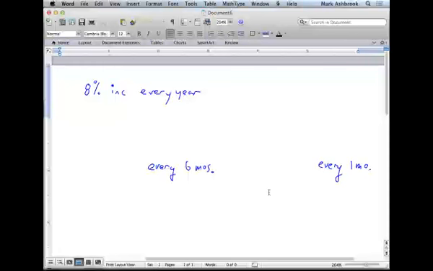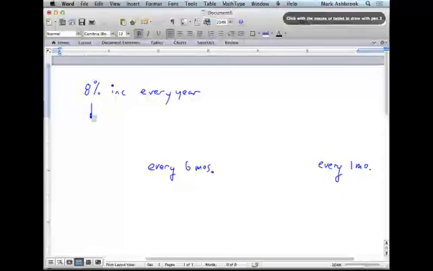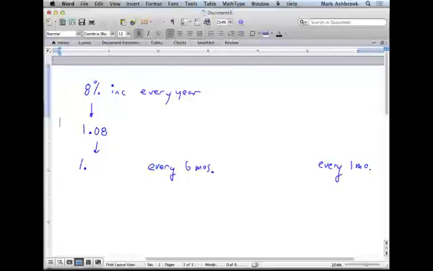How about Troy? You're up. So 8% increase every year. Let's talk about every 6 months. How are you going to get the percent increase every 6 months? 8% increase, the growth factor would be 1.08. Nice. He's going to start with the growth factor, right? It's all about the growth factors. And then to get the 6 months, you'll have to do 1.08 to the 1/2. That's half of a year. 6 months is half of a year, so he wants 1.08 to the 1/2.